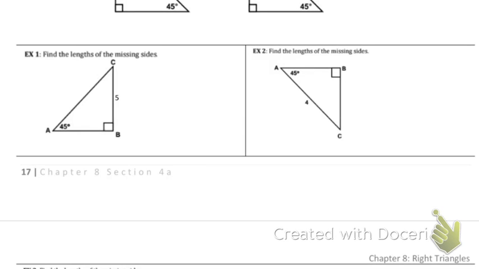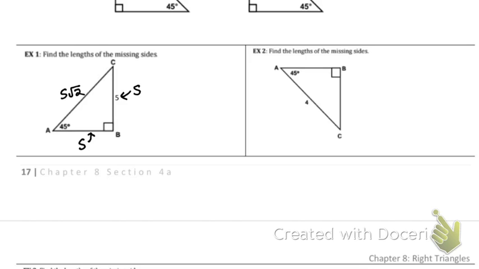Example 1, I have leg BC equaling 5. Like I said, I think the easiest way to keep this organized is to actually just label like I did. I label this S. I'm going to label this other leg as S. And I'm going to label the hypotenuse as S square root of 2.